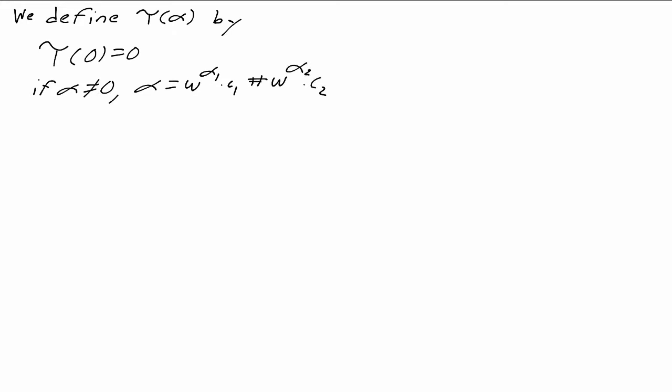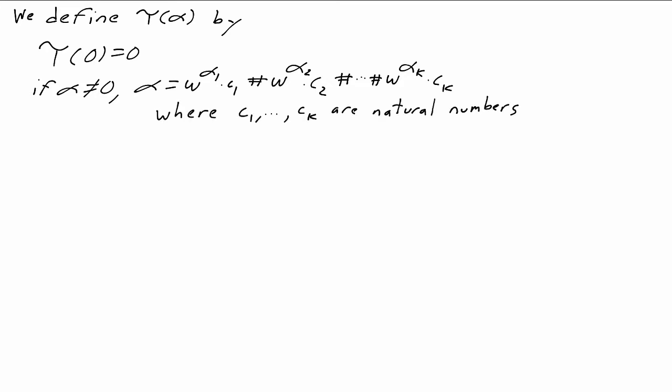If alpha is 0, then tau of alpha is 0. Otherwise, alpha is a sum of distinct terms with finite coefficients. We can say alpha is omega to the alpha 1 times a natural number c1 plus omega to the alpha 2 times a natural number c2, and so on, down to omega to the alpha k times ck. And here these ordinals should be strictly decreasing: alpha 1 is greater than alpha 2 is greater than ... alpha k. So this is like the way we normally write ordinals, except that we're gathering up the similar terms and writing them with these natural number coefficients.